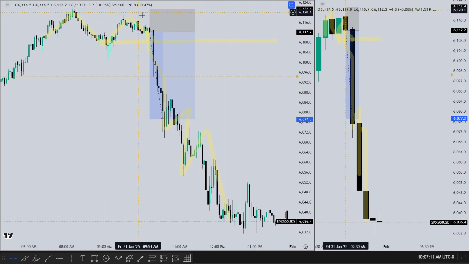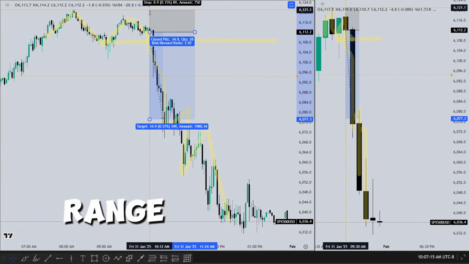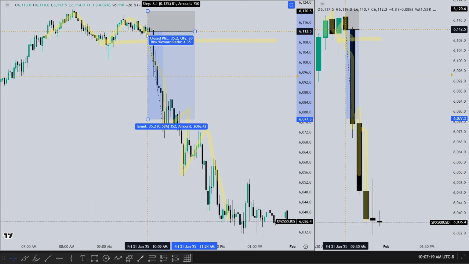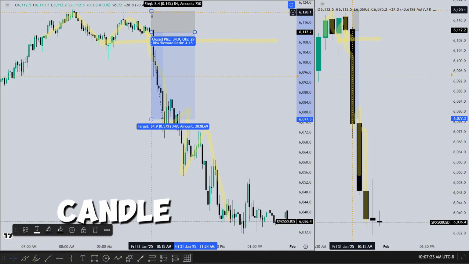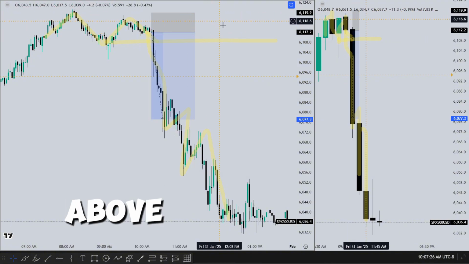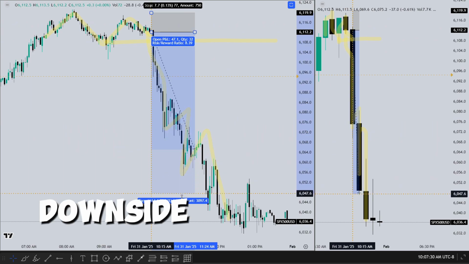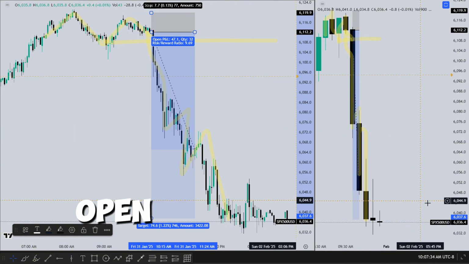You would put your stop at the previous highs of this range. So entry around 10:15 on the new 45-minute candle, you would put your stops above the highs, and you would try to capture a move to the downside, just like we had on that either 45-minute candle open or 3-hour candle open.